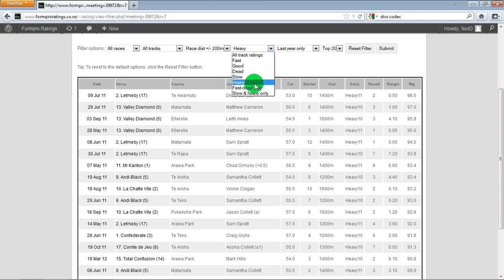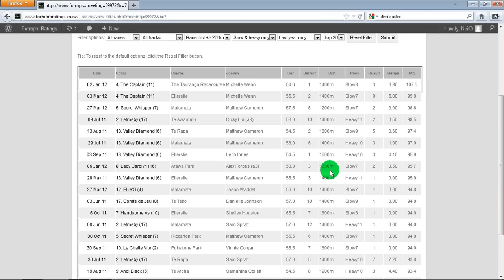Okay. Right, you can also change this to, say, a slow to heavy track, or just a slow track. You can change it to slow and heavy, and submit that. And then this column here will change to get the slow and heavy horses in. So the captain, if it was a slow track, bordering on heavy maybe, you take into account the captain. He's very highly rated there, 107.6. So if it was a slow track, I'll give him a lot of consideration.